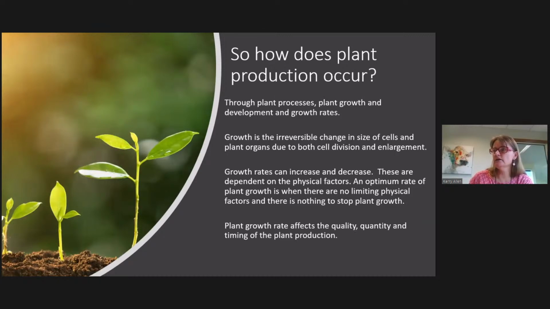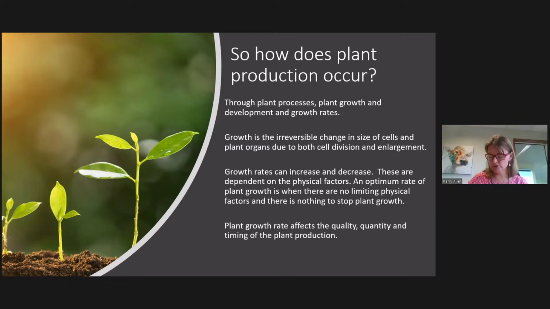Okay, and lastly, looking at growth. Growth is making the plant get bigger, and also the rate at which it grows. These can increase or decrease depending on those physical factors. If you have a limiting factor, let's say water, then your plant is not growing at its optimum. This growth rate will affect the quality, quantity, and timing. So if your plant is growing really slowly, you're not going to meet the timing requirements you may like, or it might not meet the quality because it's not sweet enough. Okay, so that is the last part of the merit.